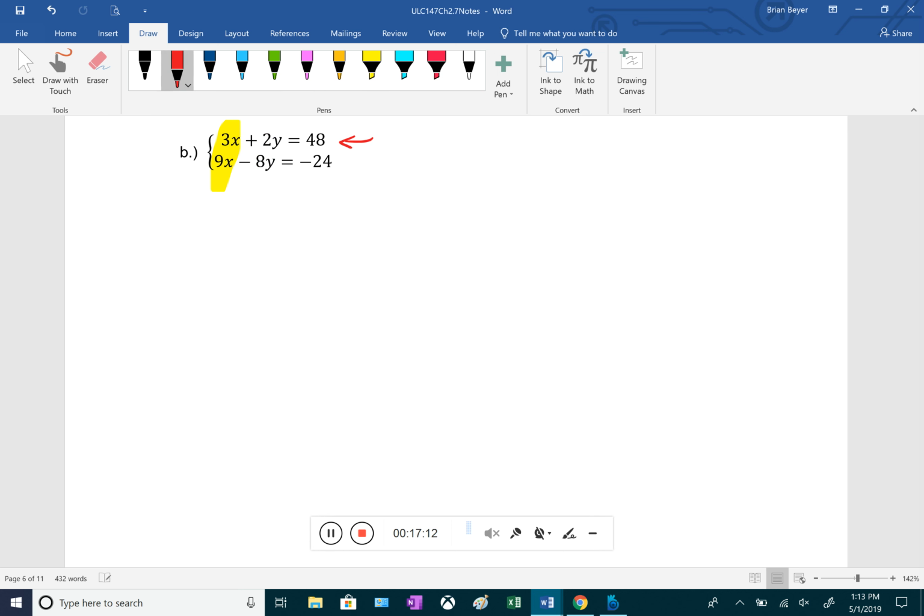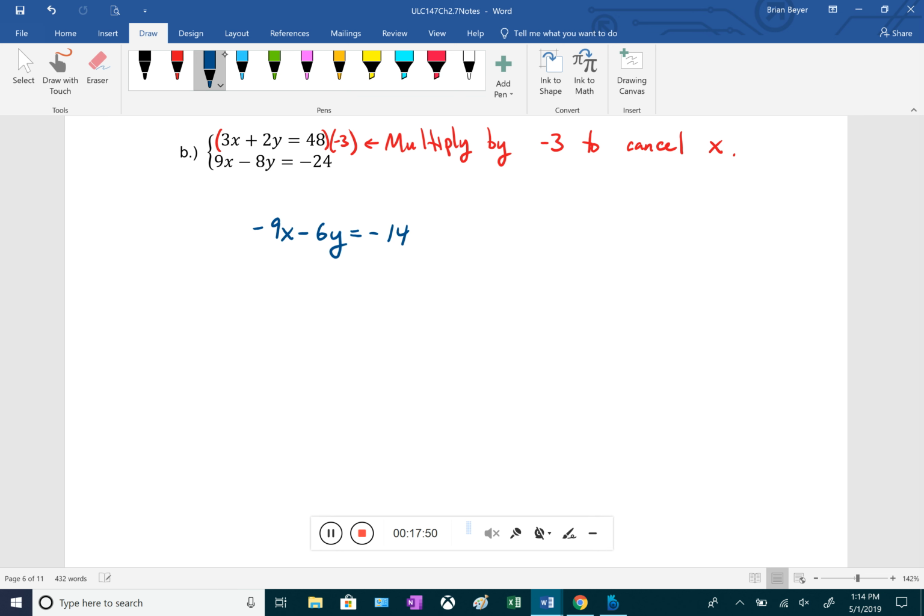So in order to cancel the x's, when we add them up, we need to multiply this first equation by negative 3. Okay, so when we multiply this one by negative 3, that's going to give us a coefficient of negative 9 on the x variable. So let's multiply everything by negative 3 in that first equation. So we're going to have negative 9x minus 6y. 48 times negative 3 gives us negative 144. So I'm just going to write the second equation below it now.